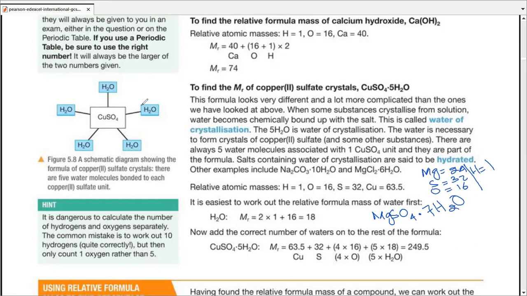So MgSO4 is 120, right? 120, very good. So 120 and 126 should be equal to 246. Are you getting the same number?